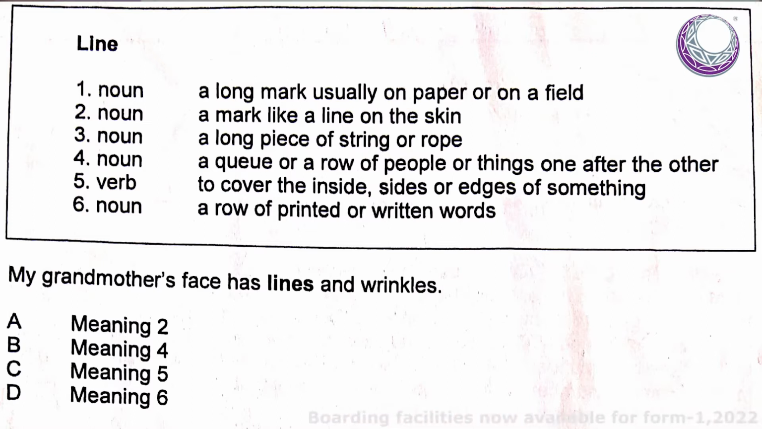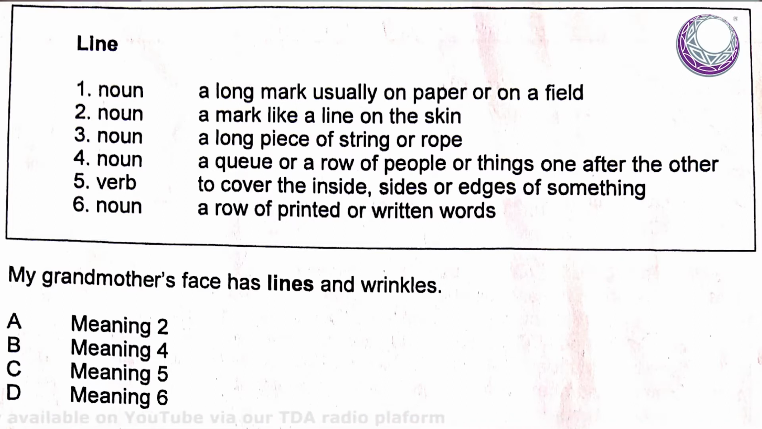All right, we can move on to the next one. The next one says a mark like a line on the skin. All right, so maybe it's a bruise, you are playing in the bushes and then you scratch yourself, so that can be also a line. Then number 3 says a long piece of string or rope. All right, so we can associate this description to a line that we use in our homes. When we wash our clothes, we can make a line and put our clothes there to dry out in the sun.